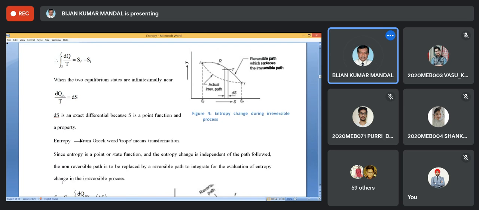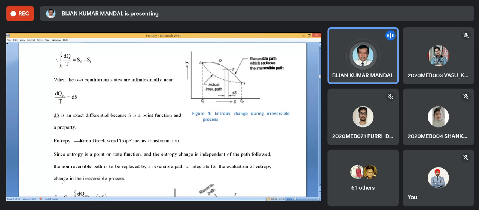but that is only possible when we have a reversible path. We cannot integrate over an irreversible path, but it may follow, or it follows, an irreversible path between the same state points. So if you want to find out the change in entropy, or dS for that, then we are integrating dqr by T between I and f.